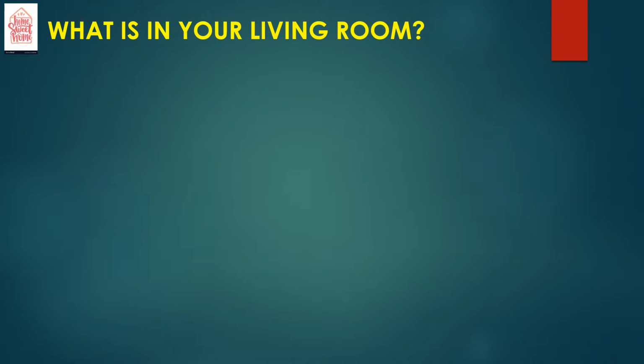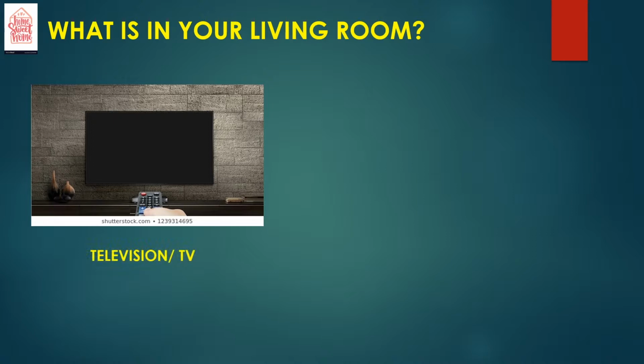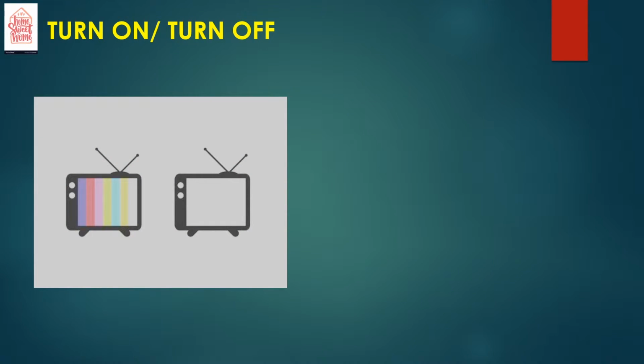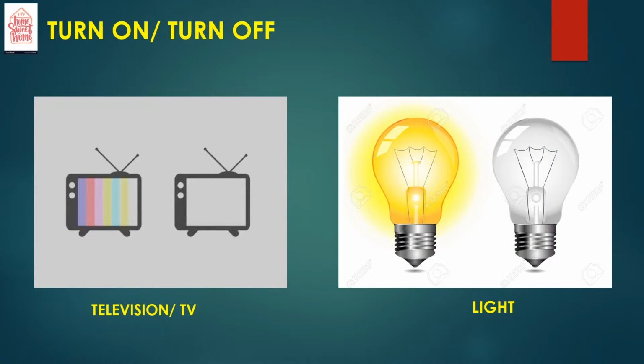What's in your living room? You have television or TV, and you have the light. Now, these things get powered on and off by a remote or a switch. We turn them on and we turn them off. We turn on the TV and we turn off the TV. We turn on the light and we turn off the light.